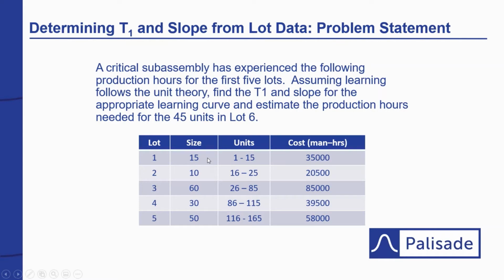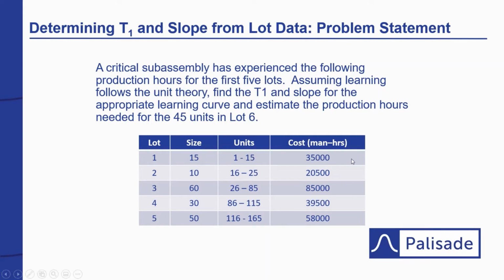The size of each of those lots are, as you can see in the second column. It's going to be important for the calculations we're going to make to think about lot 1, starting at unit 1, going through unit 15. Lot 2 picks up where that left off, so the next 10 will be 16 through 25, etc. So if you add all of these up, we're up to 165 units.